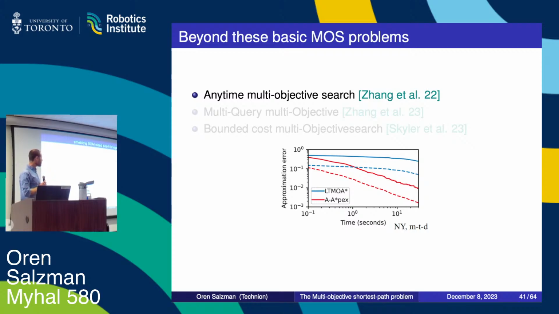The first one is anytime multi-objective search. So if I don't have time to compute the entire Pareto-Frontier, but I want to give as much of the Pareto-Frontier as possible, given a limited amount of time, then I'll run an anytime search algorithm. So here, we look at the approximation error that we get. How well can we approximate the Pareto-Frontier as a function of time? And the anytime, the solid lines are the maximal error, the dashed lines are the average error.